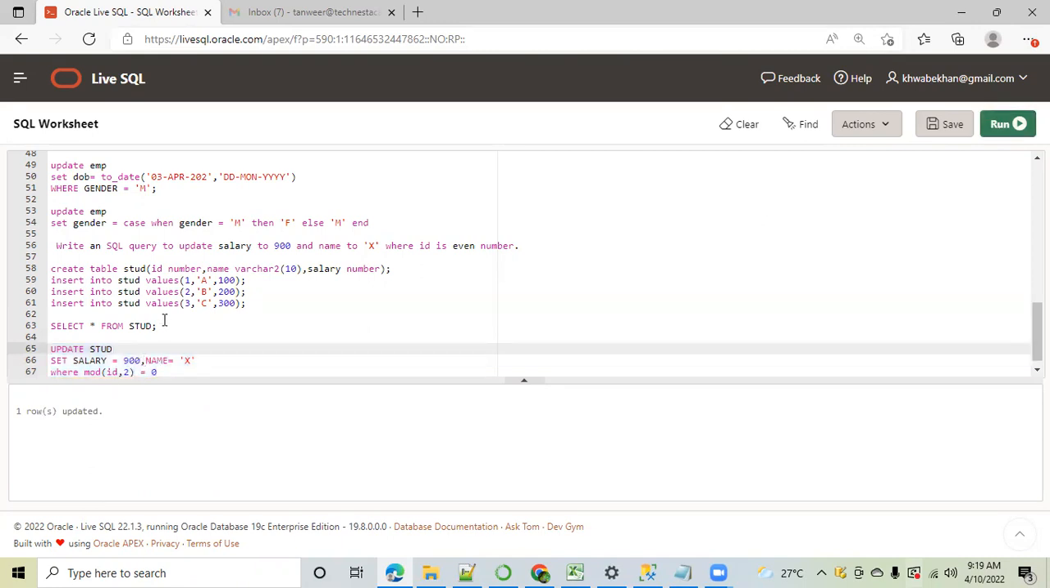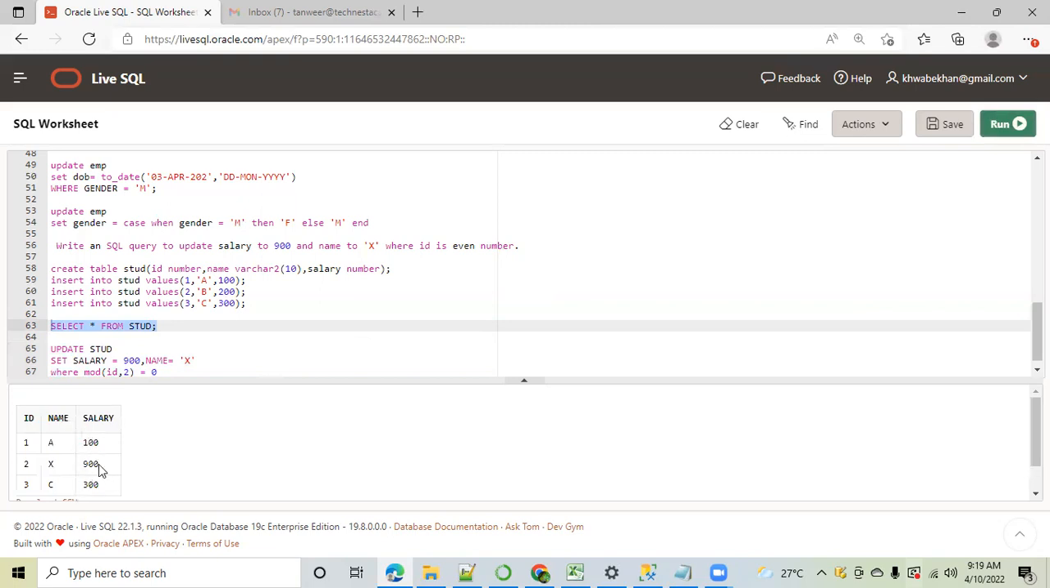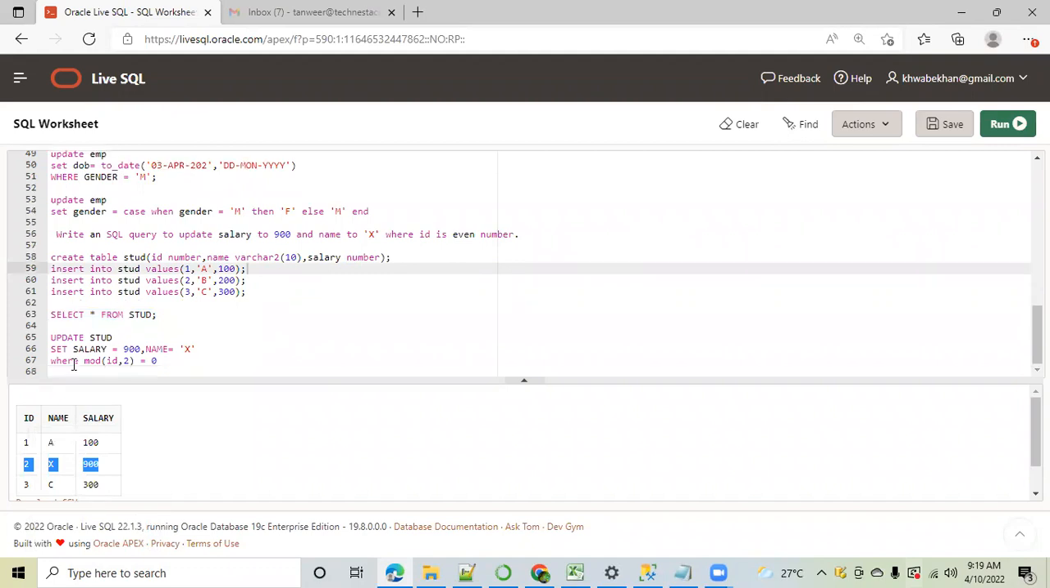Okay, you don't have to use and, you have to use comma. I forgot that. Now please verify. Salary is 900. ID 2, that is an even number, and name has been changed to X. Correct? You can see this. So from this, I am showing you that you can use any calculation as well. We have used calculation in the where clause, and we have updated two columns at the same time. Many students think that you can update only one column using the update keyword. No, you can update any number of columns you want.